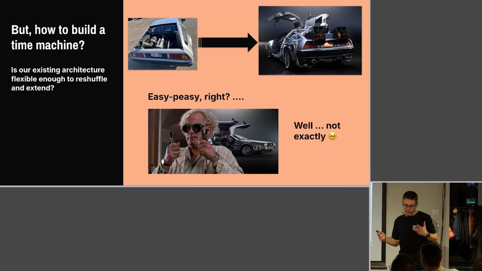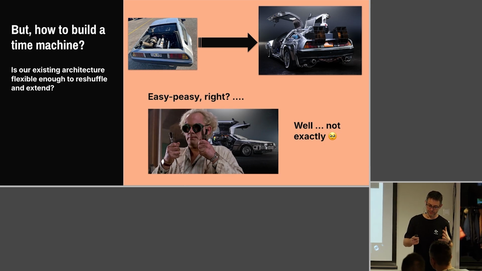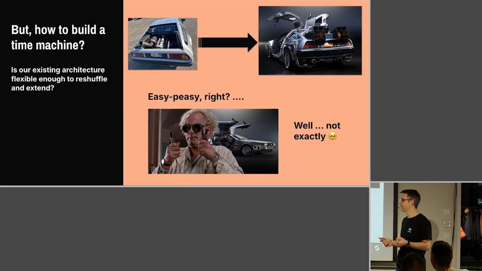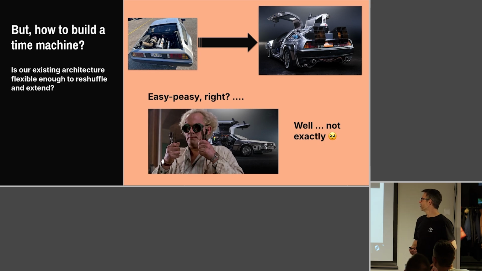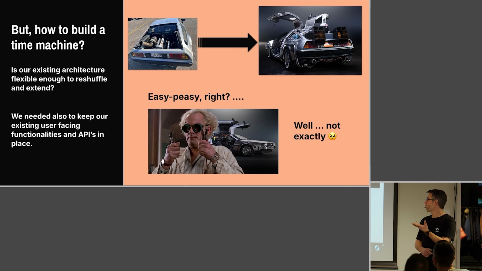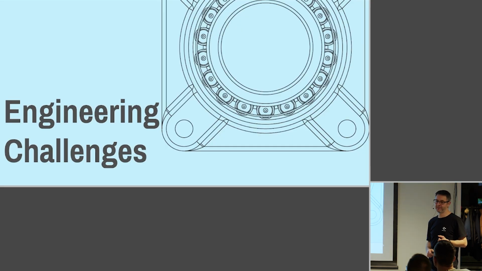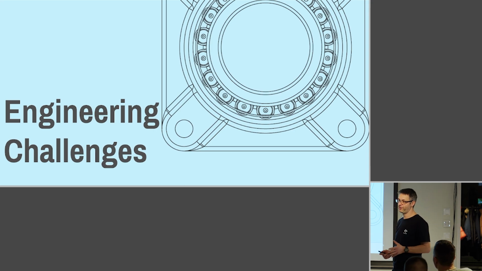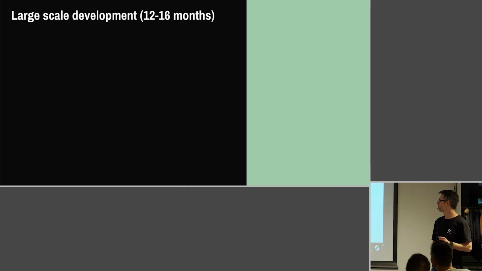So we had questions like, is our current architecture flexible enough, modular enough to play around and extend it somehow to be able to support this kind of flexibility? This was one question. The other thing was our constraints, like we needed to keep our existing user-facing APIs and flows up and running. So this was really hard. And I want to talk about these challenges. We had many, many challenges. I selected just a couple of them, which I considered important. But I think those are really interesting.